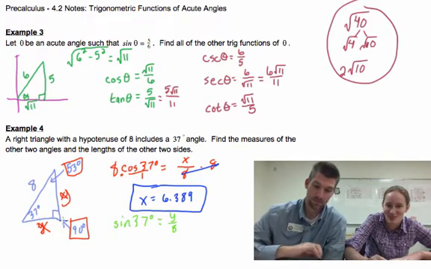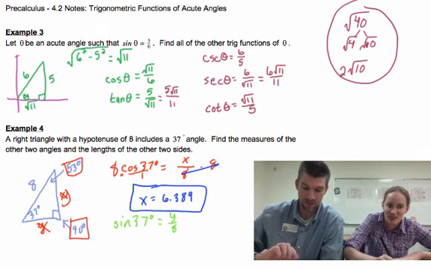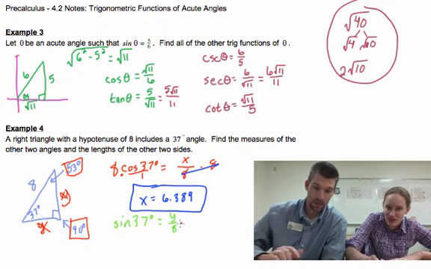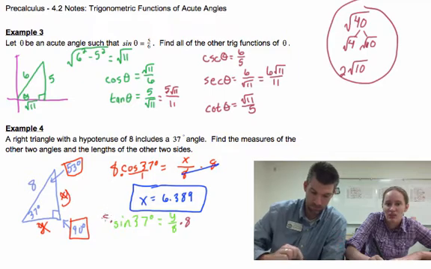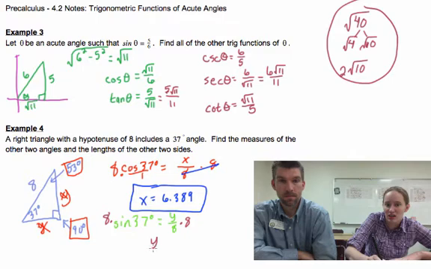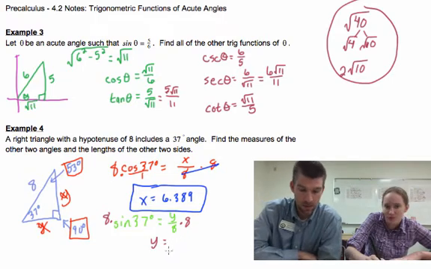Times by 8 on both sides. There we go. Now, if we didn't know the hypotenuse, we would have to do some fancier algebra here. 8 times sine of 37 is 4.814.